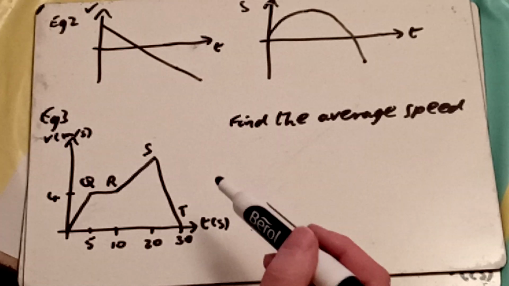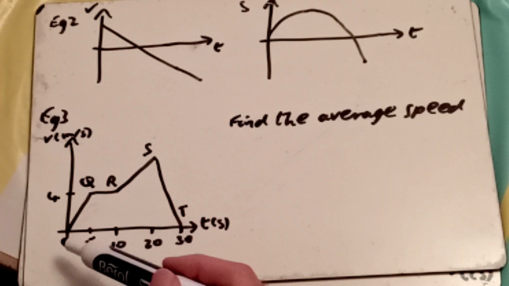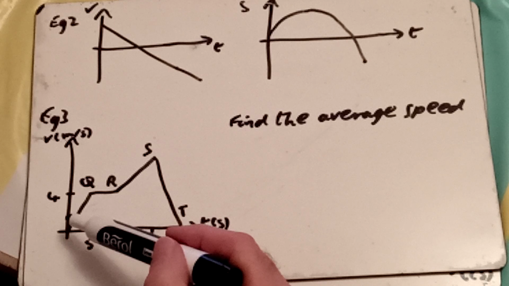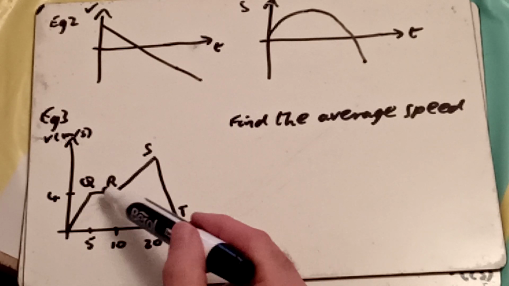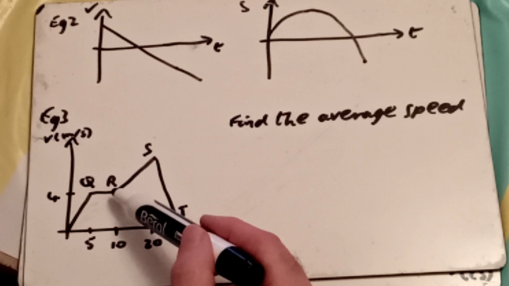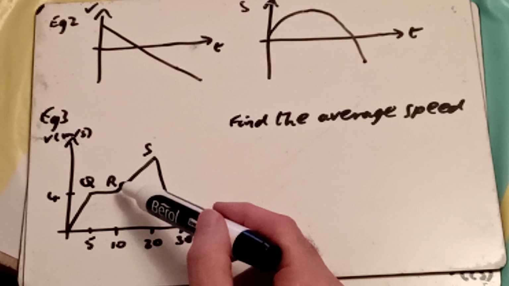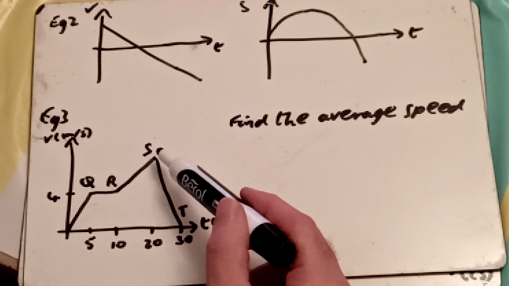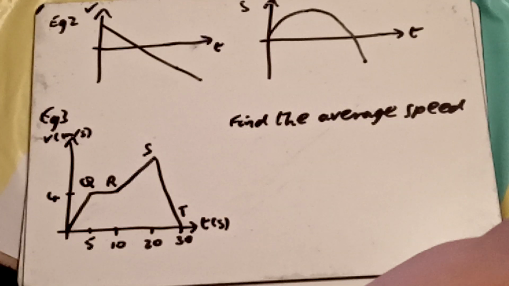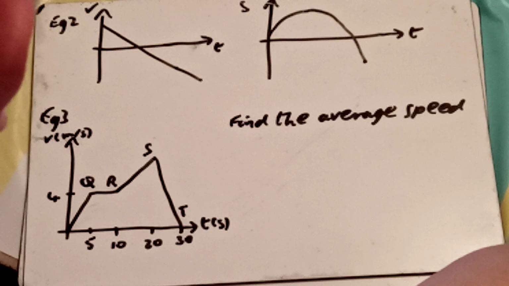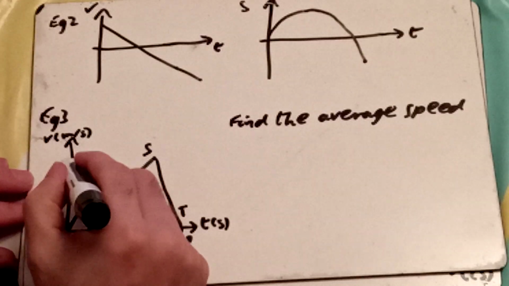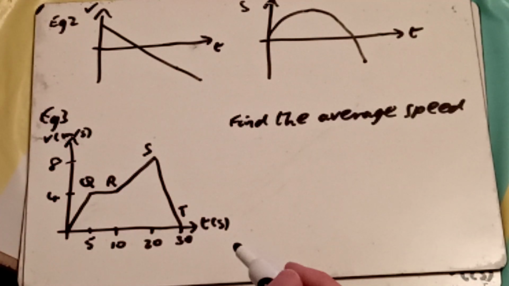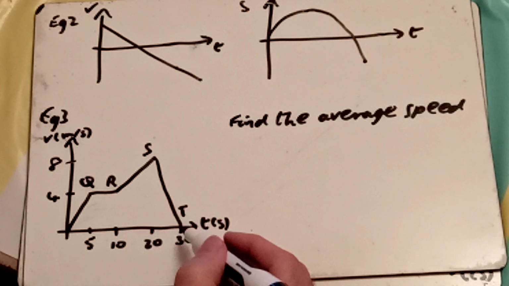Third example is this. It says I've got a velocity time graph over 30 seconds. I go from the origin to Q, 5 seconds, velocity 4 meters per second, then to R, still at 4 meters per second, then to S, which is, oh, you know what, I didn't make a note of that, I'll just scoot back. I'm nicking it from the sheets I've got here. For some reason I didn't put it on. That was 8 meters per second there, and then T when it's at rest.